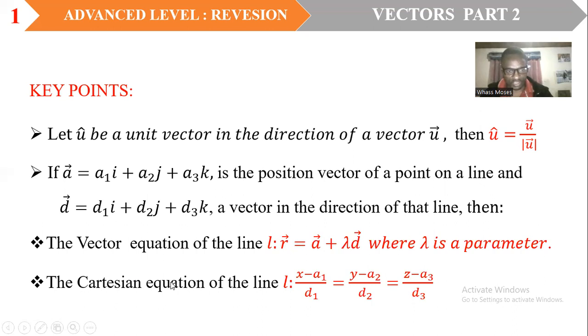Secondly, the Cartesian equation of the line L will be given by (x minus A1) over D1, which is equal to (y minus A2) over D2, equals (z minus A3) over D3. Please, care should be taken here that A1, A2, and A3 are coming from the position vector of a point on that line. D1, D2, D3 are coming from the vector in the direction of that line.